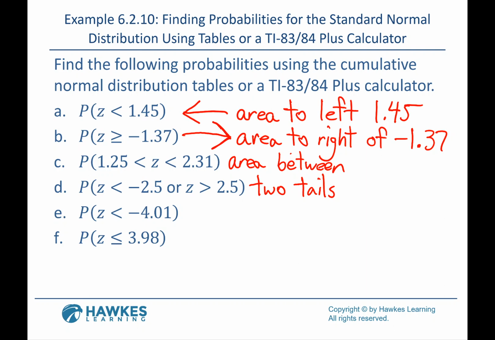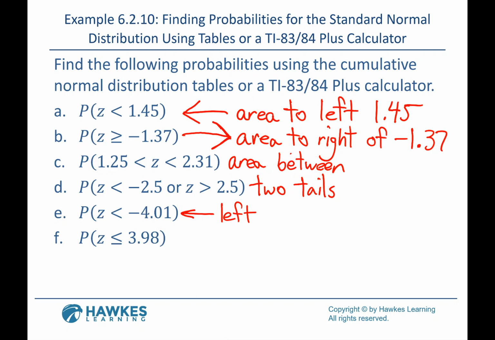So E, that's another less than probability, so that part's not interesting. We want area to the left. But if we go to our table and we try to look up negative 4.01, what's the problem? It's not on there. As far as our tables go, the furthest to the left is negative 3.49. So on this one, we would just have to use our brain instead of the table.